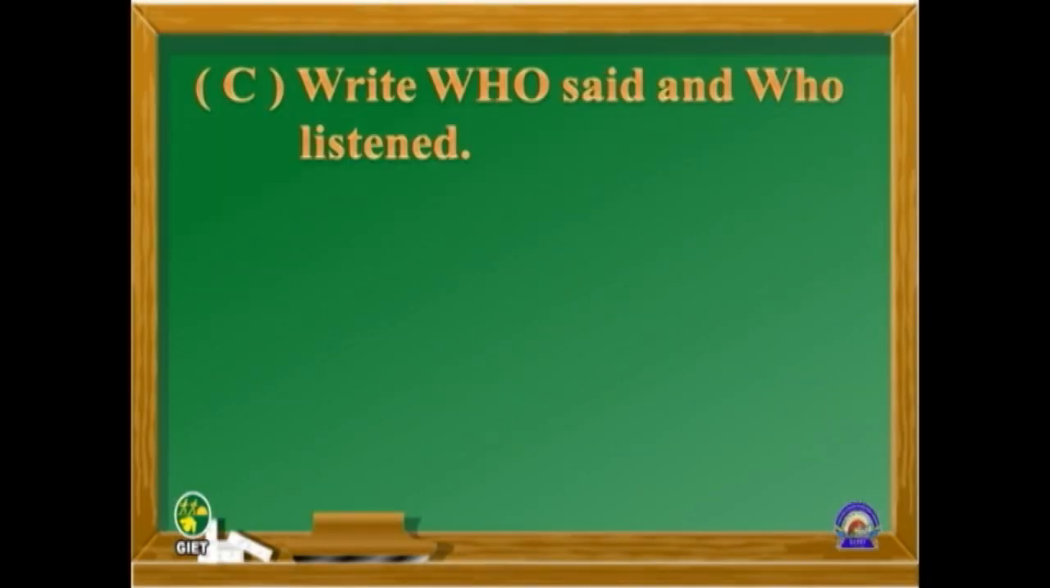Let's do another activity. Activity 6C on page number 32. Activity 6C. Write who said and who listened. First sentence.